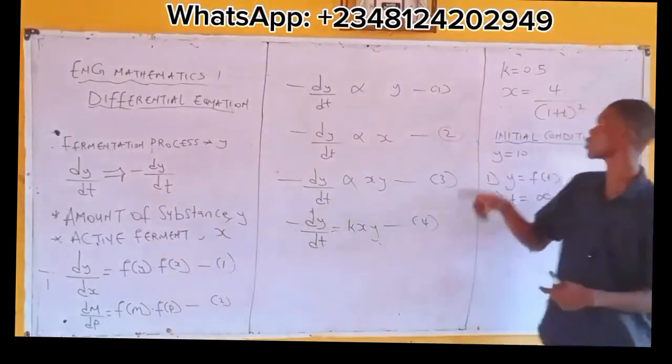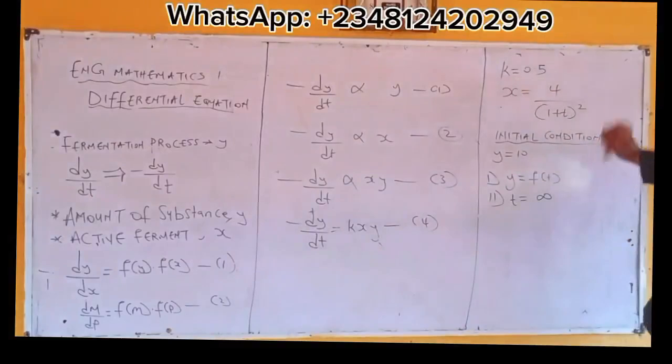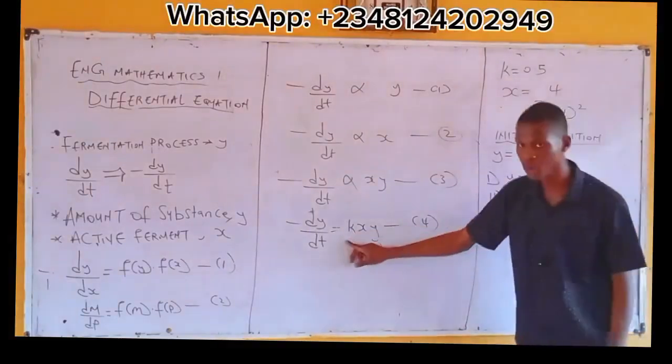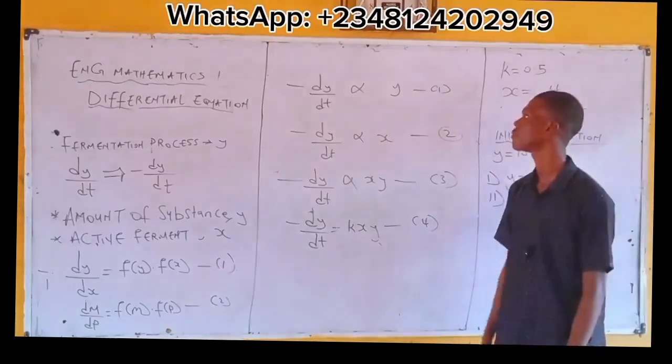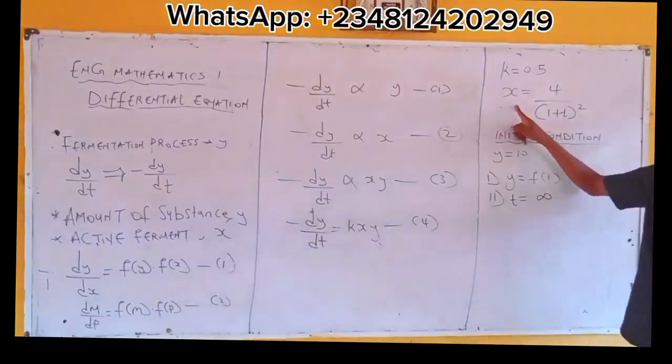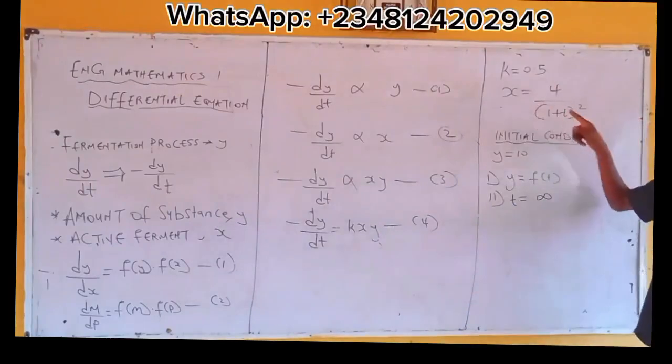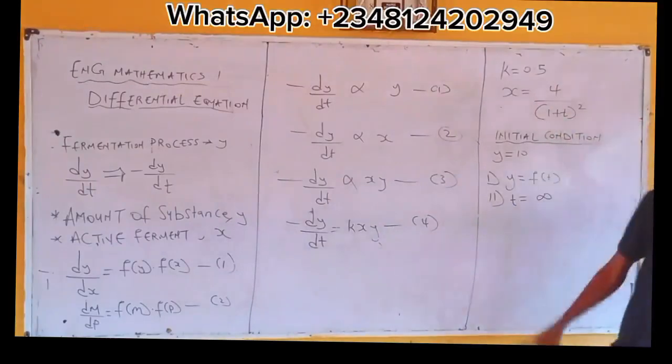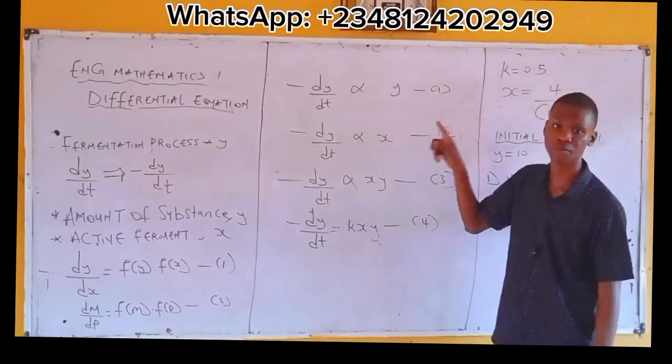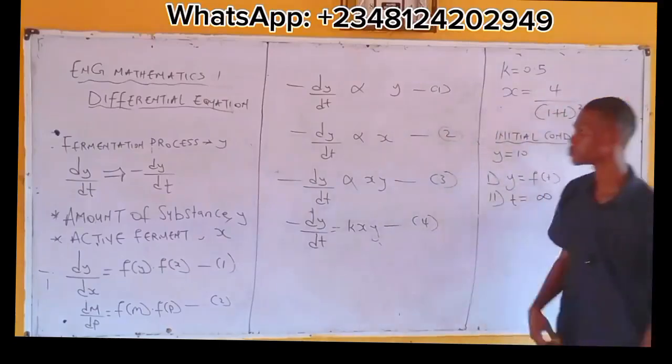Now go back to that question. You are given that k, which is the constant, is 0.5. Meaning in place of k here, you have 0.5. Now you are given that x is equal to 4 all over bracket 1 plus t all squared. In place of x, you have this. Now let's substitute.